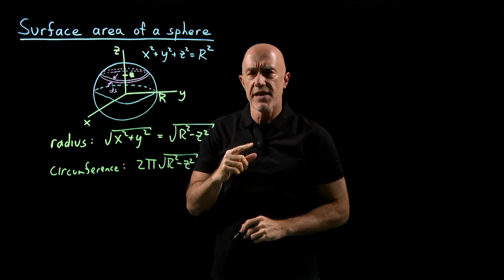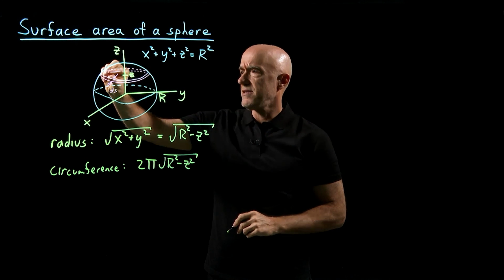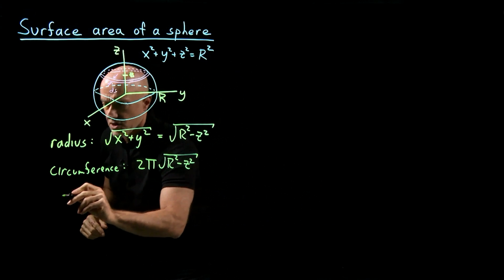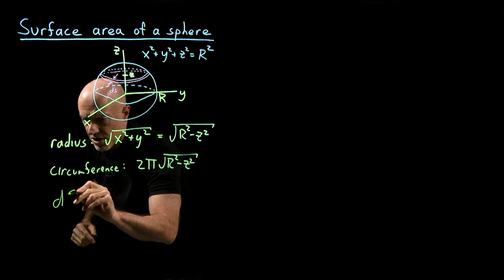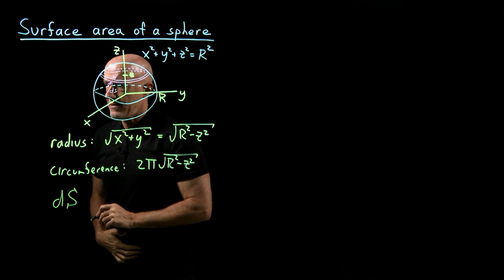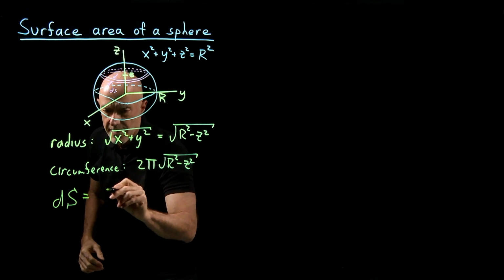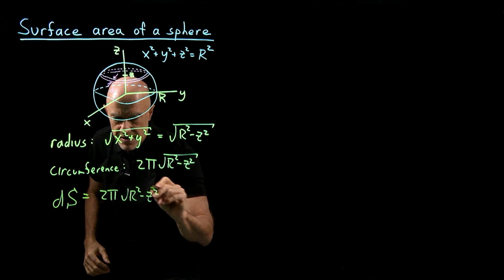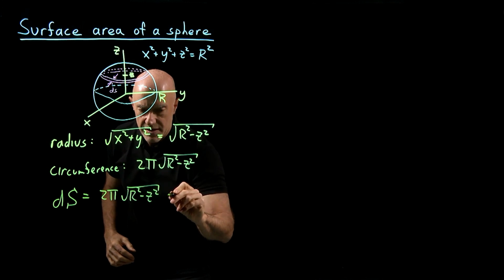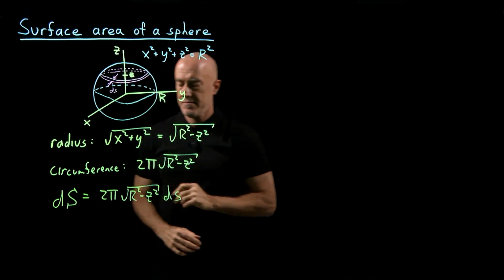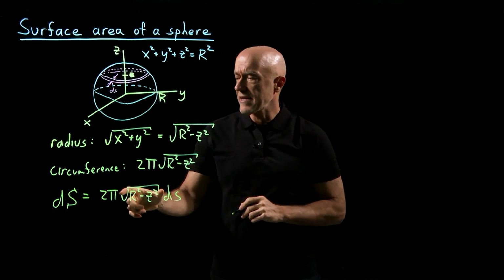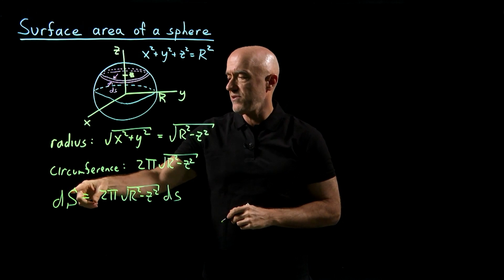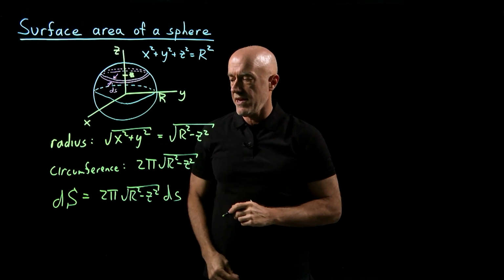So the surface area of this ring then is the circumference times the thickness of the ring, which is ds. So the surface area is infinitesimal. I'll call it d capital S. The surface area then is the circumference, 2 pi root r squared minus z squared, times the thickness of the ring, which I'll call d little s. Okay? So that gives us our d capital S. And the solution of the problem will be to integrate this infinitesimal surface area.